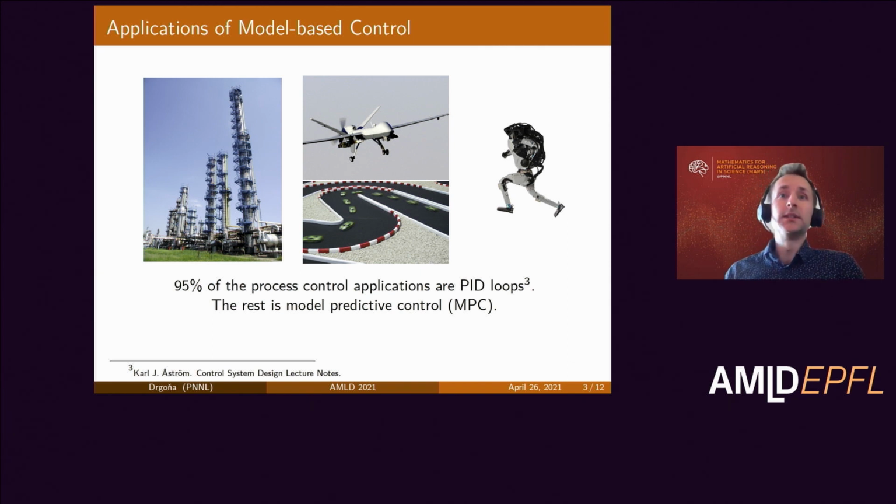But even in these setups, where the margins for gains are pretty high, 95% of the control loops are simple PID controllers, and only the rest is model predictive control, which is there for safety and performance. The reason is that deployment and design of these highly complex control strategies is very costly.